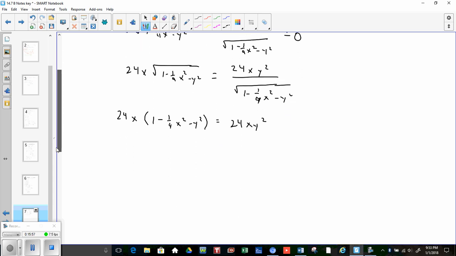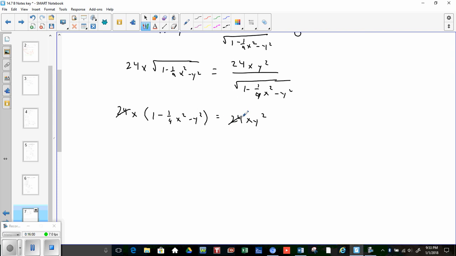And then it should be pretty obvious. We can divide out the 24. We can divide out the x. So now we're down to 1 minus 1/4 x squared minus y squared equals y squared.